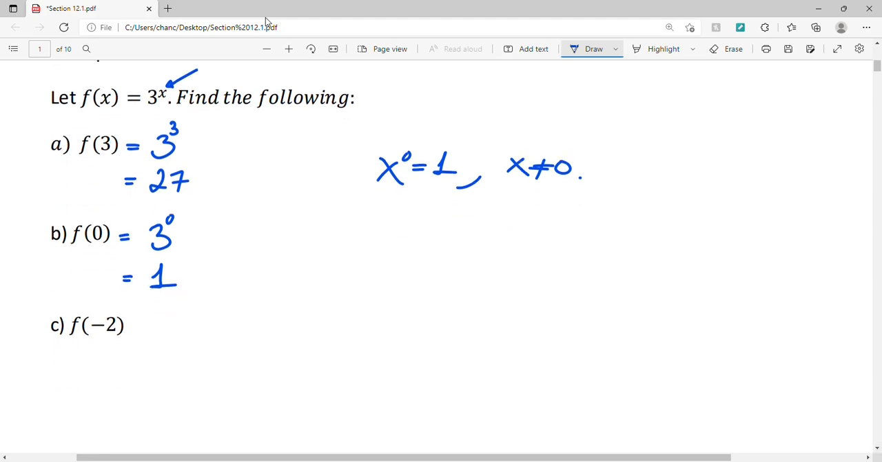In part C, again we'll do the same process. We're raising this to an exponent of -2. So let's write this as 3 to the -2. But recall, x to the negative n is equivalent to 1 over x to the positive n. So I could rewrite this as a fraction, 1 over 3 squared, and this simplifies as 1 over 9.